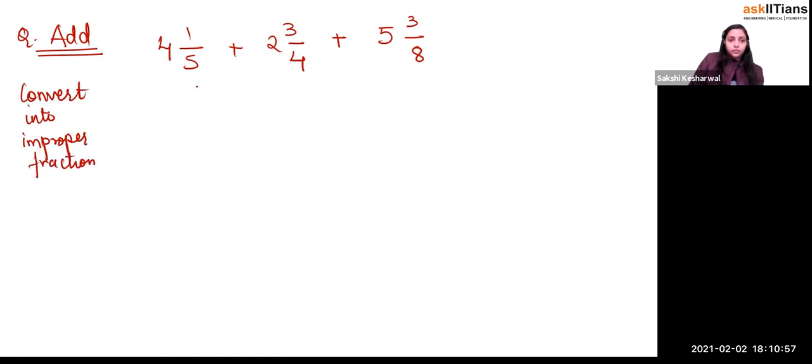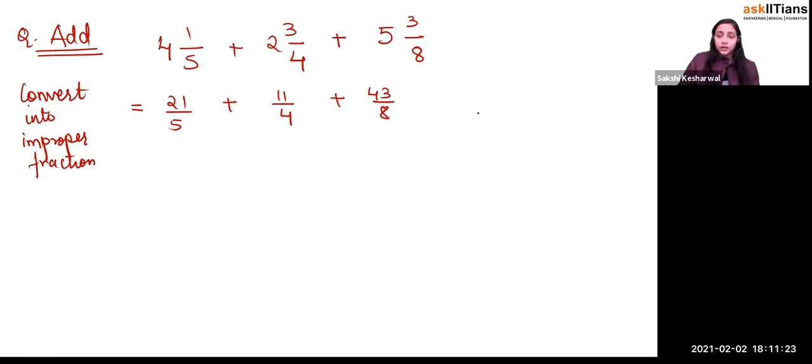If you convert this into an improper fraction, this is equal to 4 into 5 is 20, 20 plus 1 will be 21 by 5. Yes. Now this is equal to 4 into 2 is 8, 8 plus 1 is 11 by 4. And this is 8 into 5 is 40, 40 plus 3 is 43 by 8, right? Now these are all unlike fractions. So what you have to do is convert these into equivalent like fractions. So you will be taking the LCM of 5, 4 and 8. The LCM of 5, 4 and 8 will be 40.